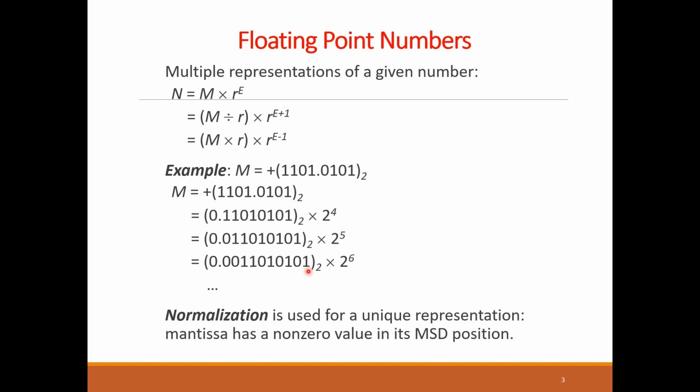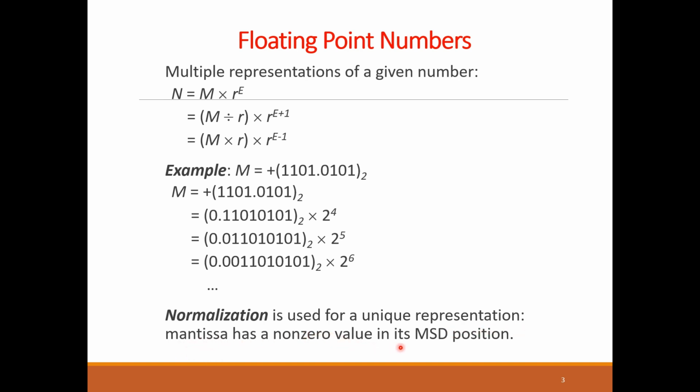Or if the data word is still the same, then you are losing the least significant bits. You have to ignore them, because you cannot accommodate all the bits in that particular limited data width. So for floating point numbers, a standard method is used, called normalization of the number, and it is assumed that normalization is used for a unique representation.